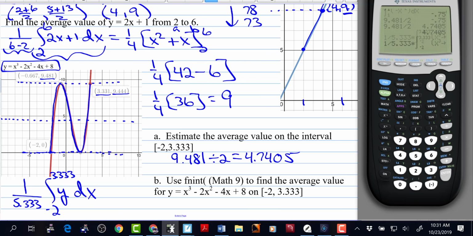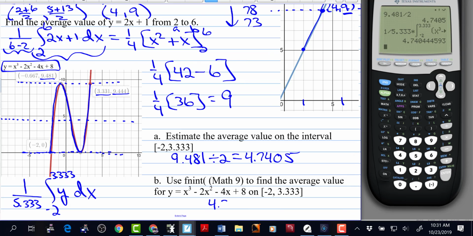And watch, I ended up being 1/10,000th off from the exact answer, just by looking and investigating a little bit of symmetry and where I thought the average value would be. So it turns out to be 4.7404. So we're off by 1/10,000th. Now that does not mean that you just get to divide stuff by 2. You can't do that. You have to do the calculus part.